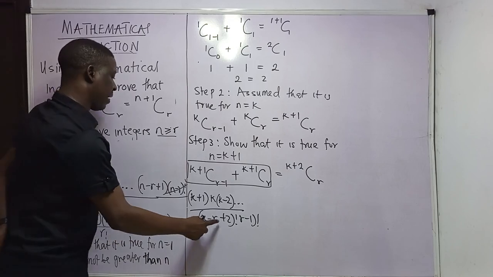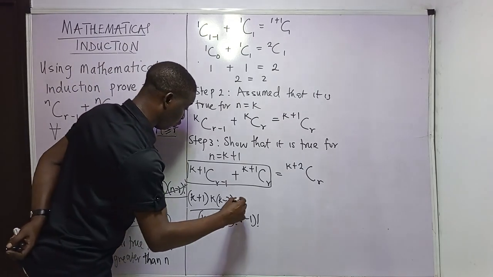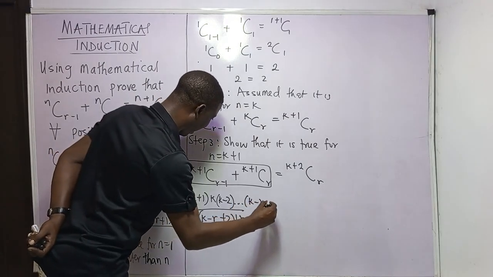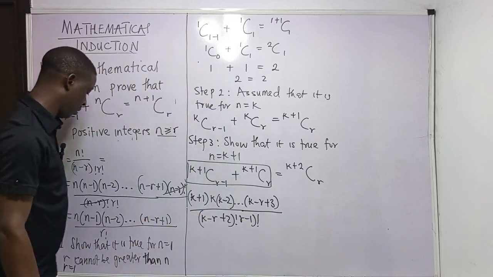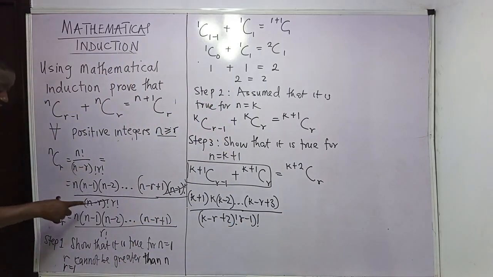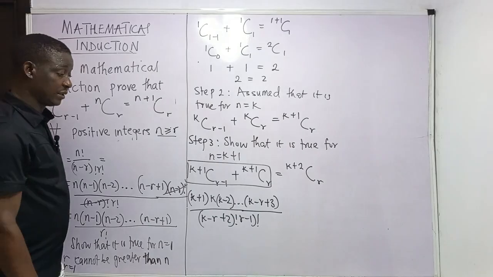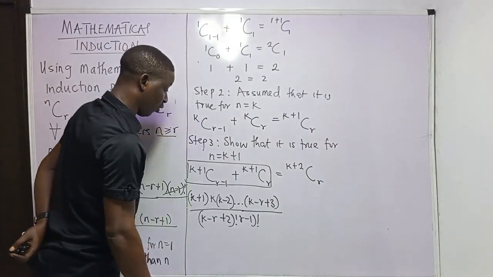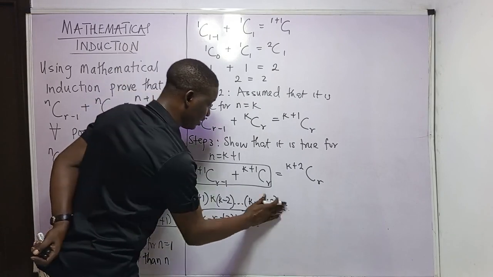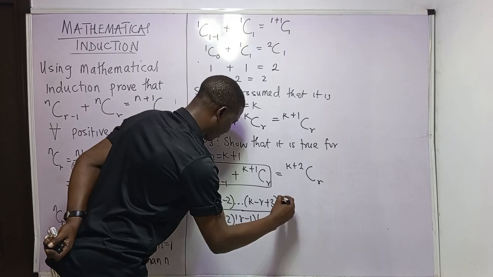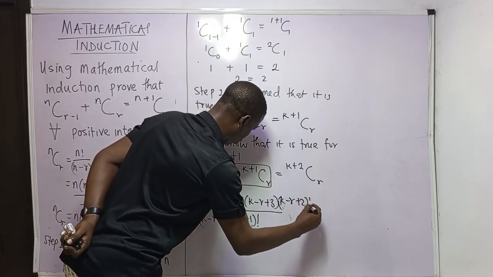So what is the term before this one? The term before this, k minus r plus 2, should be k minus r plus 3, addition of 1 to this one. Don't forget that addition of 1 to n minus r will give us plus 1 here. So k minus r plus 3. Similarly, we are going to do the same thing. Although this one will cancel, don't forget that the last term is k minus r plus 2 factorial.